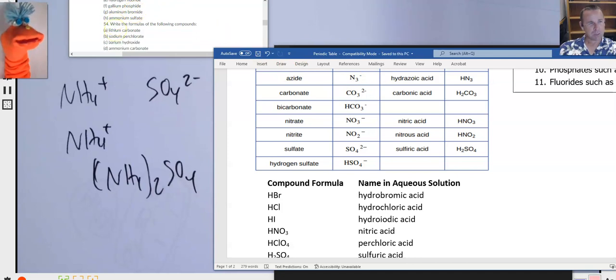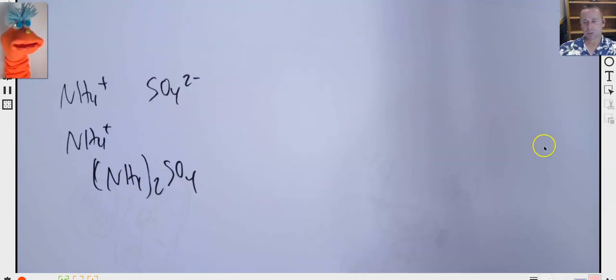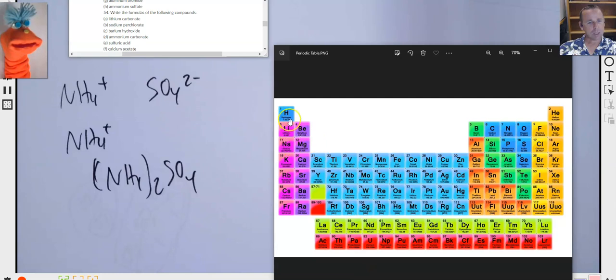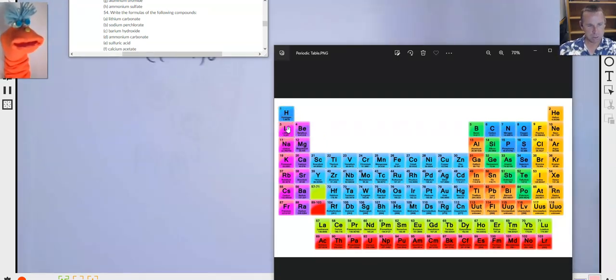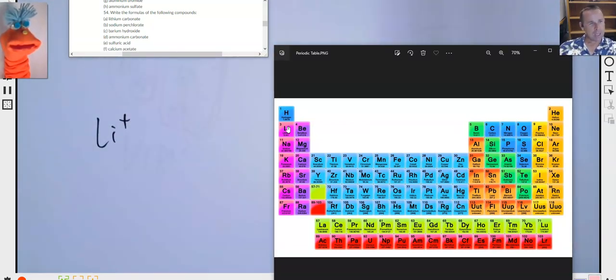All right, continuing on to 54, lithium carbonate. Lithium, that's not a polyatomic ion. No, that's just an element. There's lithium. +1 charge. All right, so lithium forms a +1 charge. And carbonate, that's a polyatomic ion. Carbonate's a polyatomic ion.